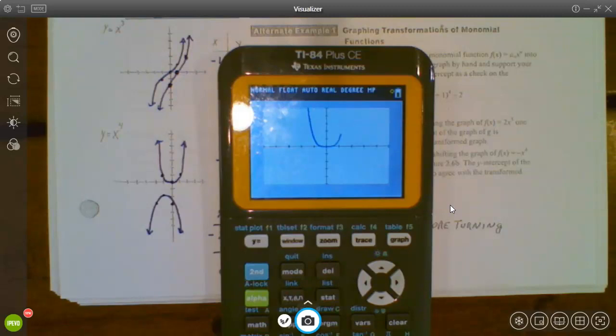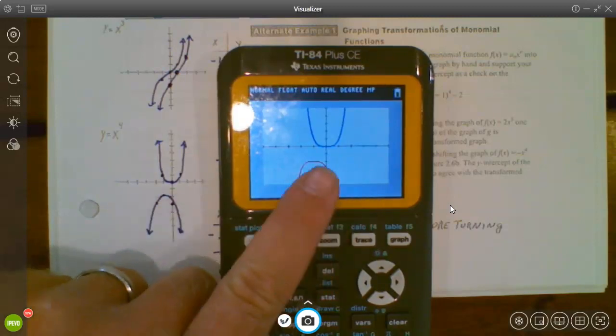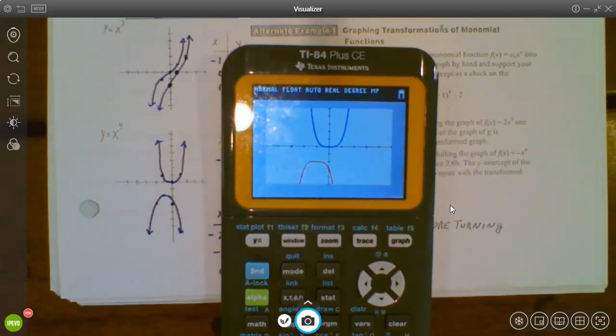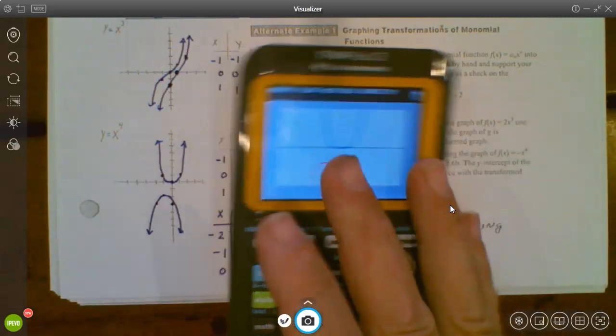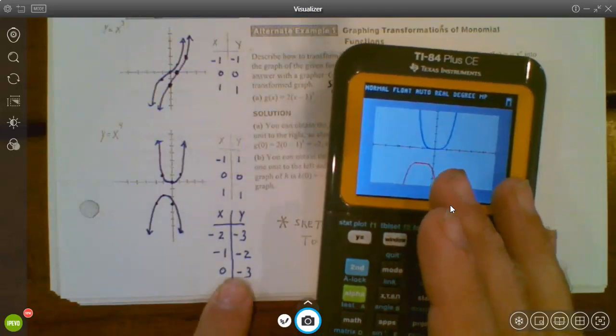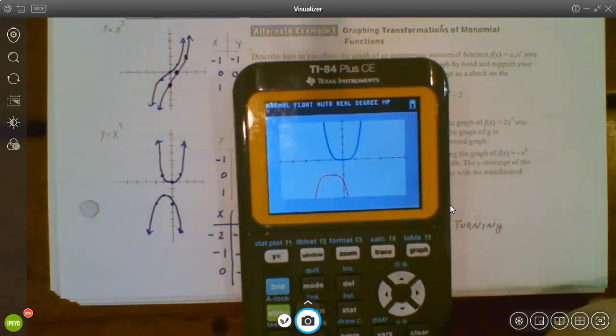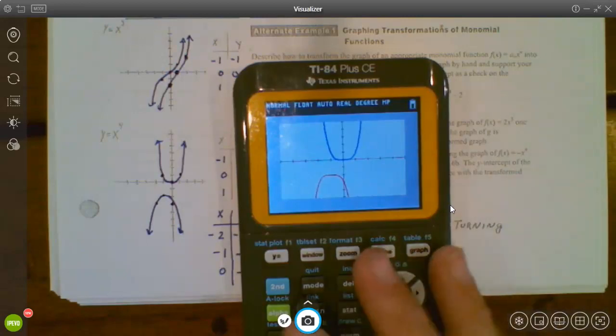So the parent function is on top, and then down here should come the one that we did as our transformation. And I should have made that a little flatter, like we talked about earlier. That would have been good. But you can see it does pass through 0, -3, just like we said it would. So I know my points are on the right track with what we're looking at. All right, so let's keep moving here.